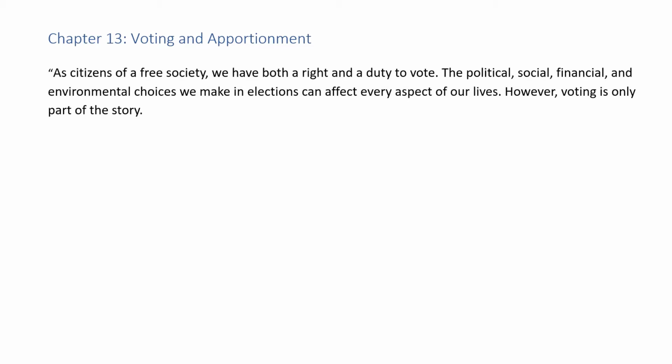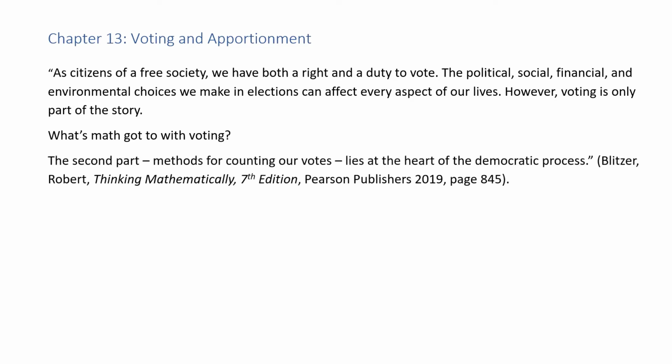The first unit we cover is called Voting and Apportionment. As citizens of a free society, we have both a right and a duty to vote. The political, social, financial, and environmental choices we make in elections can affect every aspect of our lives. However, voting is only part of the story. So what's math got to do with voting? That's the second part. Methods for counting our votes lies at the heart of the democratic process.